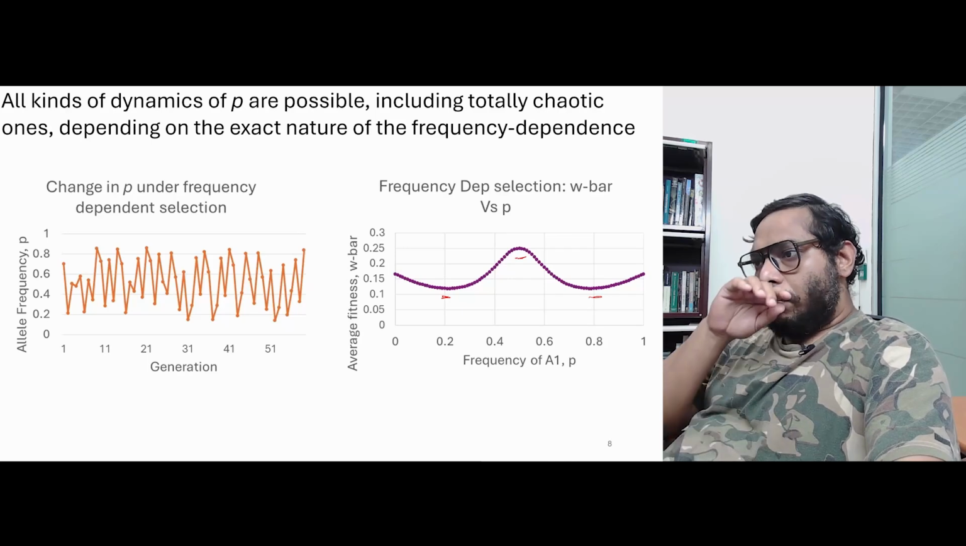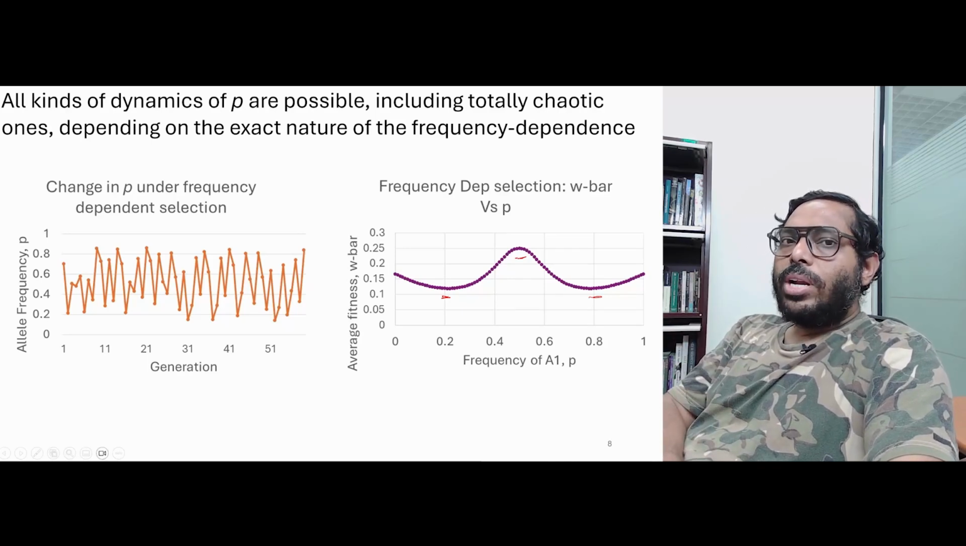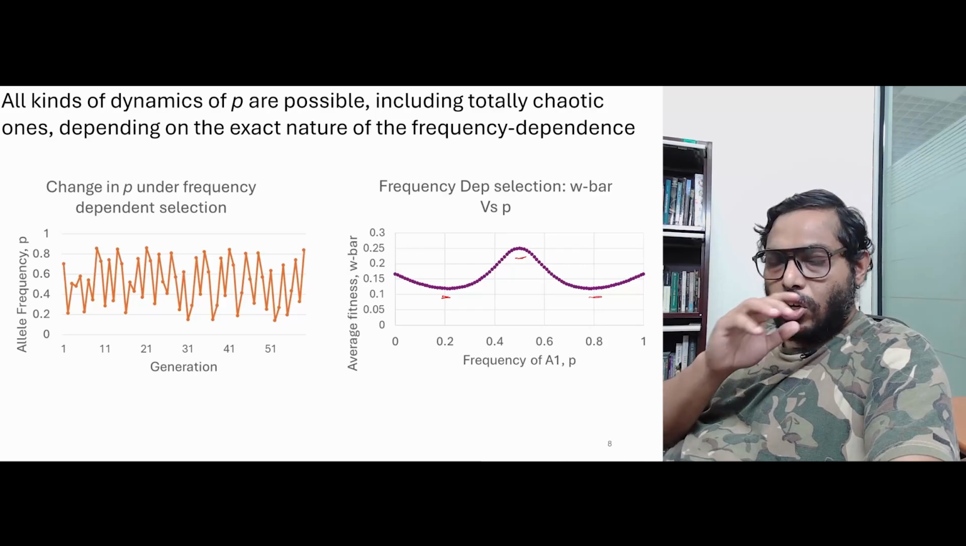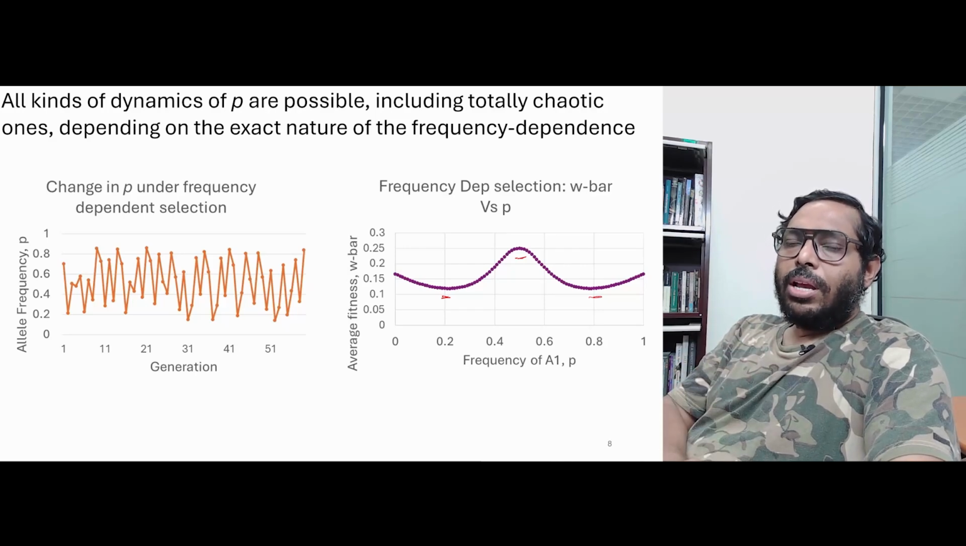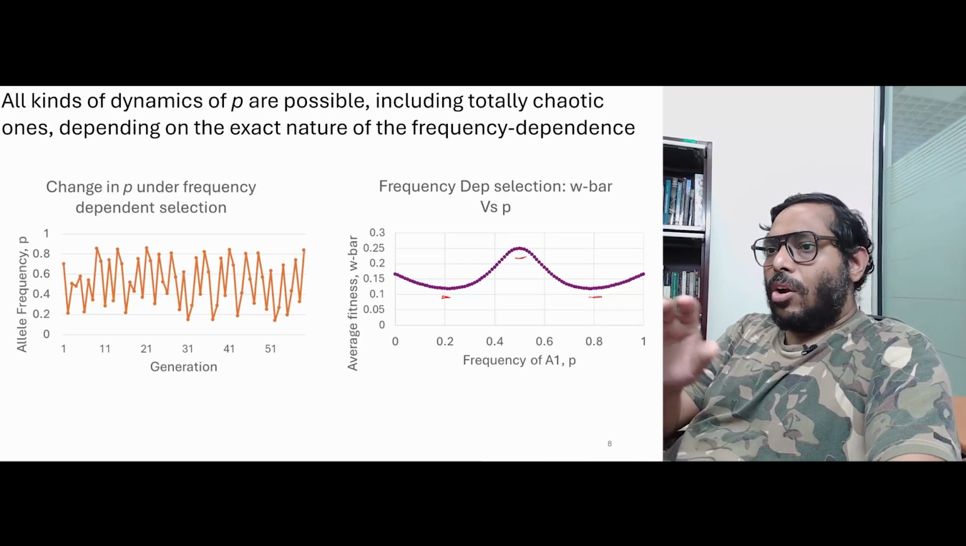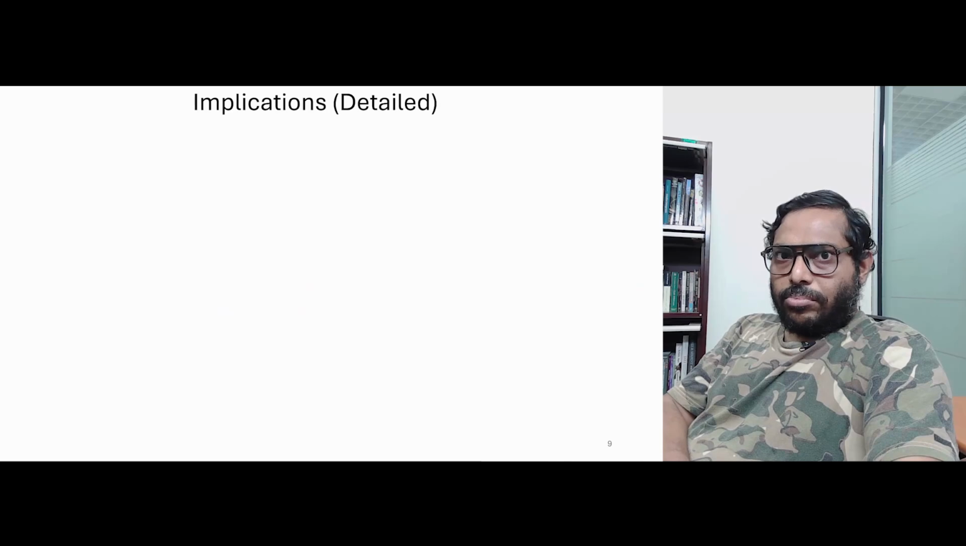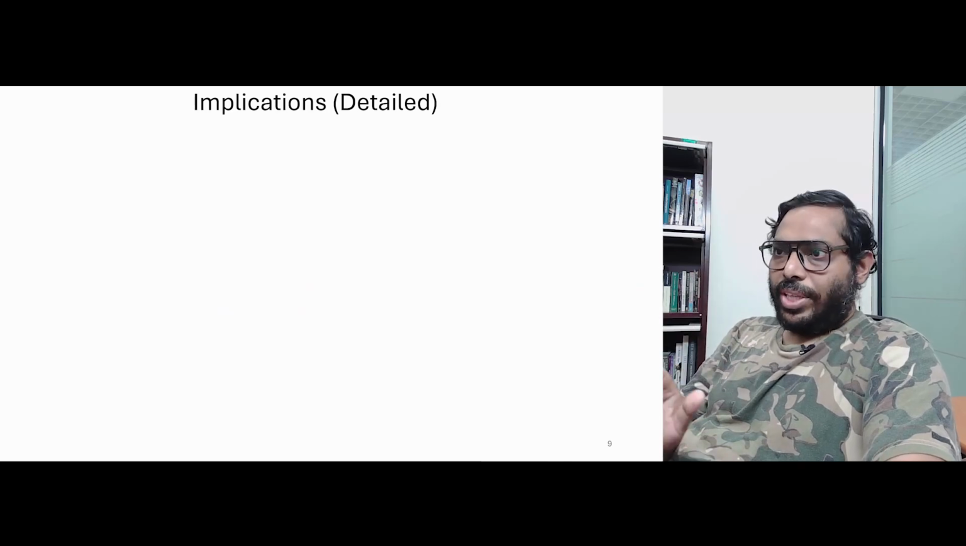Okay, so the basic message I am trying to give you over here is that the moment genotypic fitness becomes frequency dependent, the predictability of the dynamics becomes much less, and it all becomes very, very context dependent. Now, what are the implications of this?